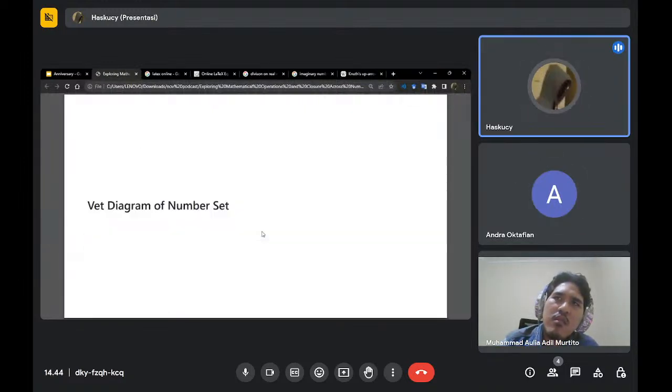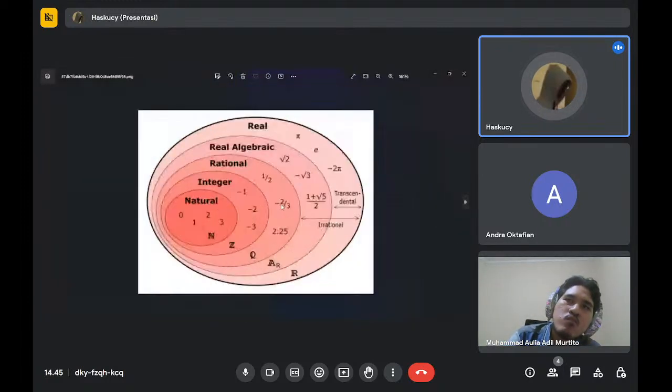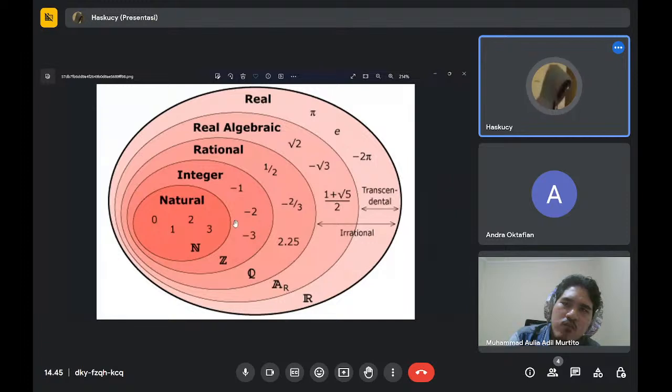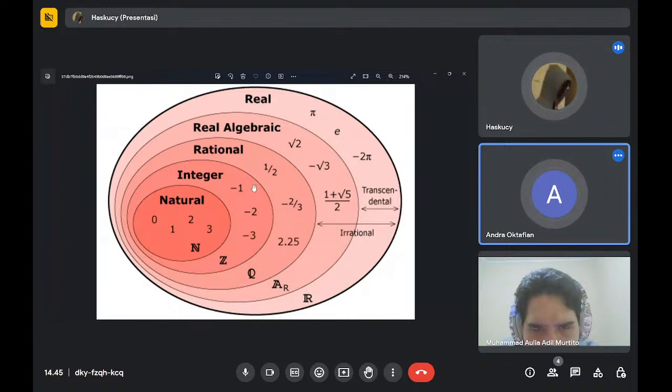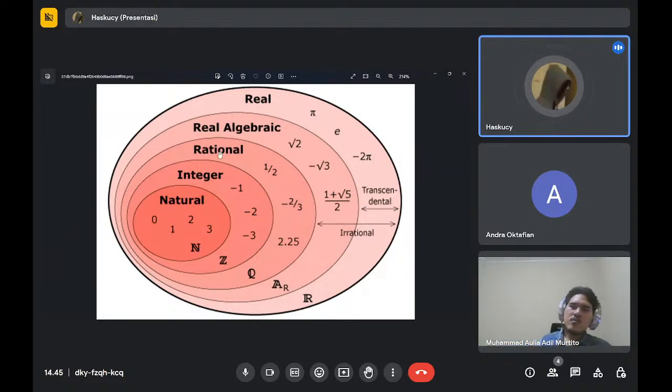So I'm going to show you a Venn diagram of sets of numbers. I think I can show you now. Something like this: you have natural numbers, integers, rational numbers. This is cool, right? It makes it easier to understand and identify. So you have rational numbers like 1/2, 0, -2. We have natural numbers, the things that we know. Integers include -1. Rational numbers are rational ones.